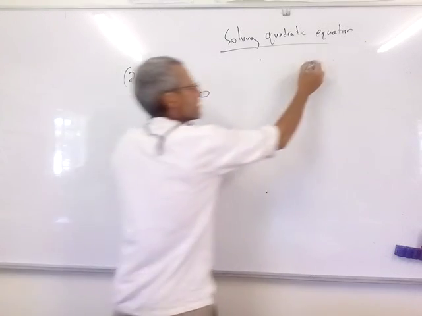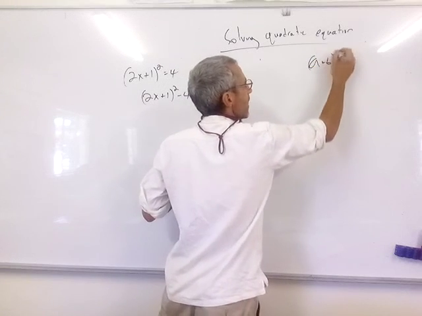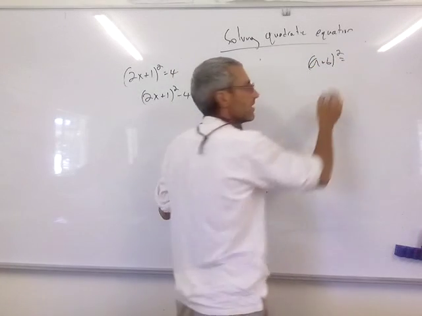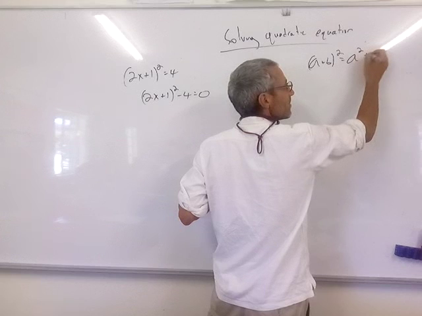So if you remember, there's a formula: a plus b squared equals a squared plus 2ab plus b squared.